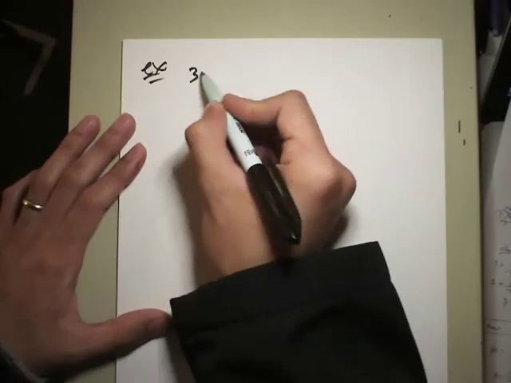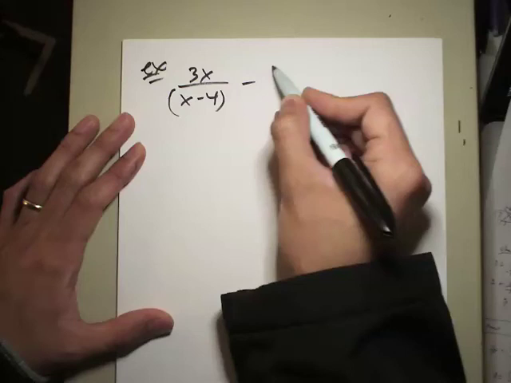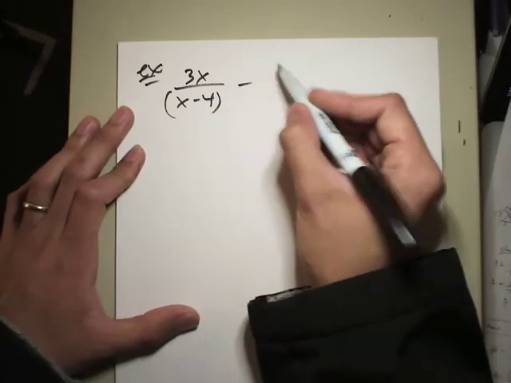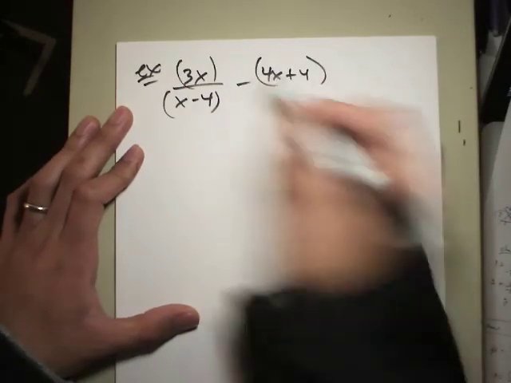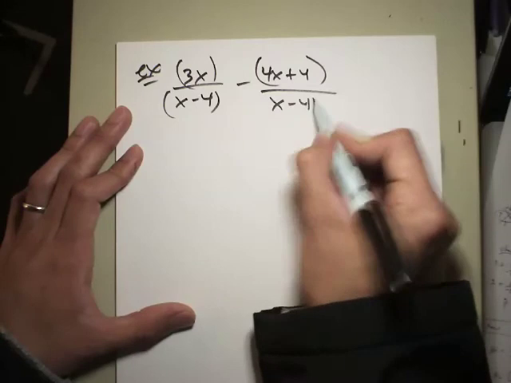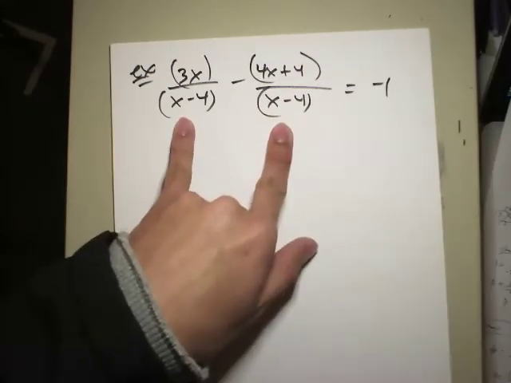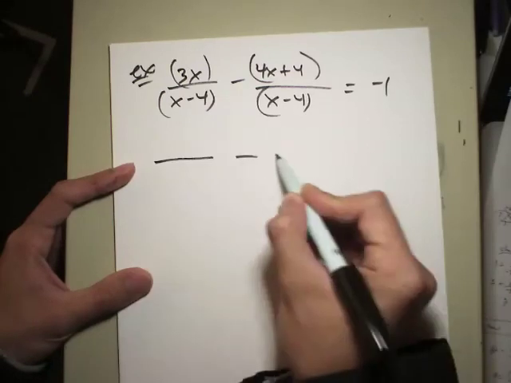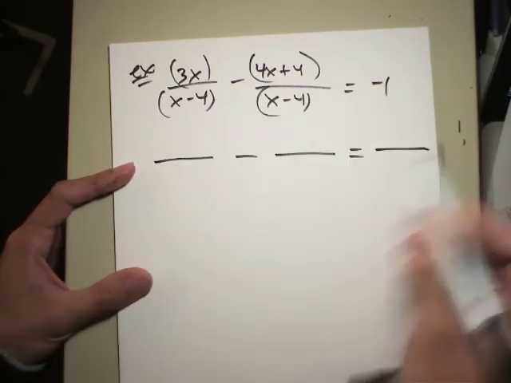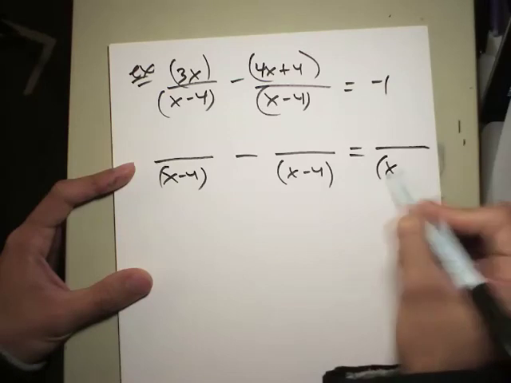You have 3x over x minus 4, remember as a group, minus 4x plus 4 as a group, of course. It's a good habit to include extra parentheses, equals to -1, and of course I would definitely use x minus 4 as my common denominator. So I'm just going to use a set of the structures. So it's going to be x minus 4, x minus 4, x minus 4.